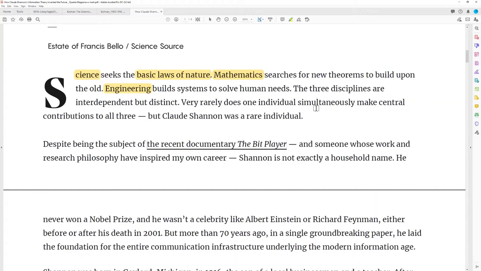Where really does one individual simultaneously make central contribution to all three? But Shannon did. Yeah. So we are in the state where we are because we didn't have anyone close to be a Shannon. Not even close.